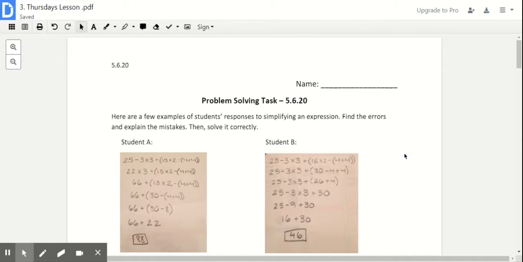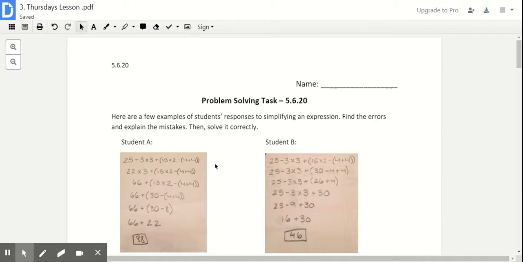Awesome. All right. So for your problem solving test today, you're going to look at a few examples of student responses to simplifying an expression. You're going to find the errors and explain the mistakes, then solve it correctly. My advice to you right now is to solve the problem first so then you can see where and how these problems are incorrect and what mistakes these students were making in their responses.